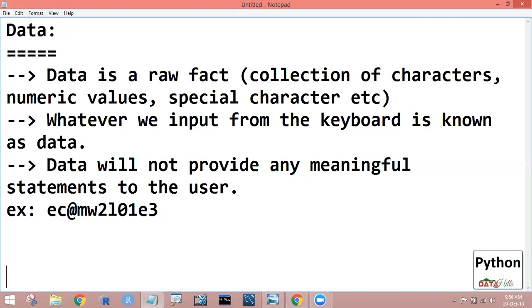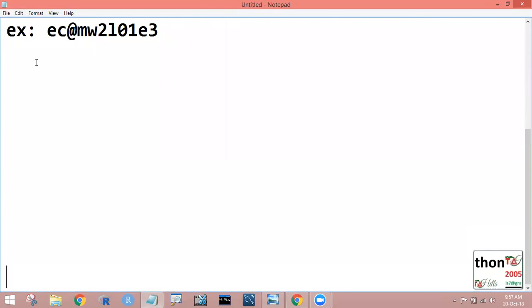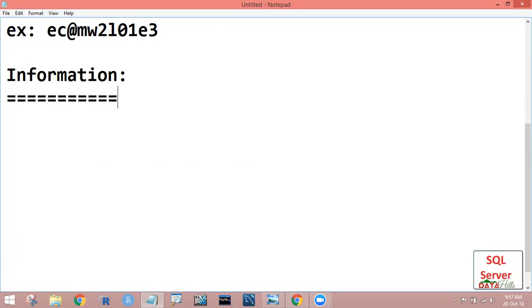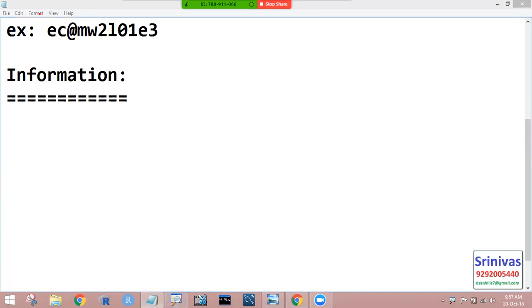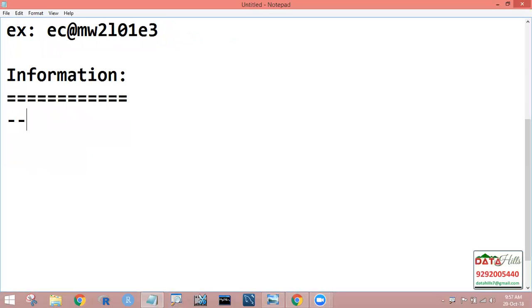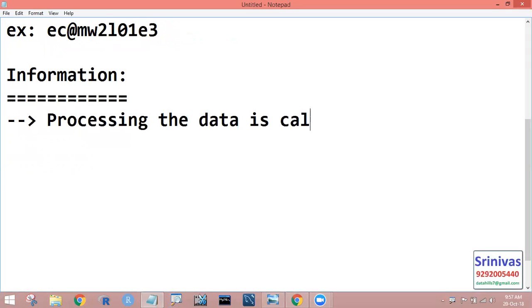Now let us look at what information is. Information is nothing but the processing of data. Whatever data we have here, if we process it, then it is called information.